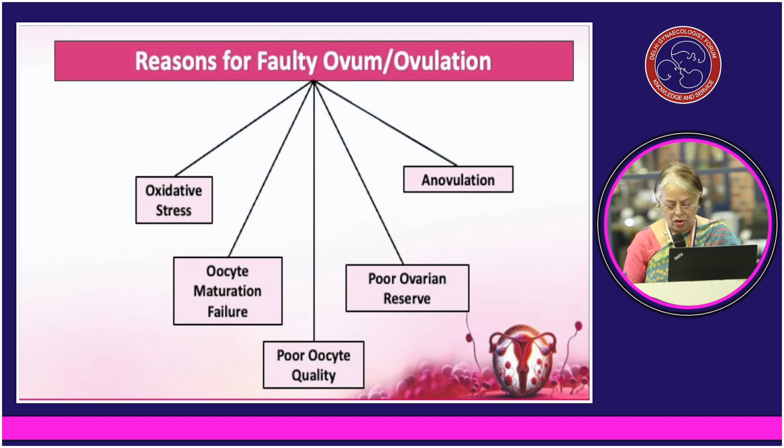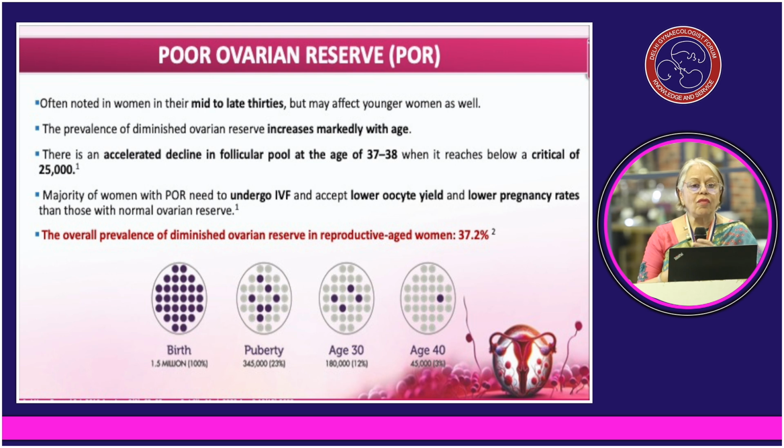What are the reasons of a faulty ovum? Is it anovulation, poor ovarian reserve, poor oocyte quality, oocyte maturation failure, or oxidative stress? We know very well that as we age, our ovarian reserve declines. And the acceleration occurs in the early 30s, sometimes even early 20s. It could be even premature ovarian failure. Surprisingly, the overall incidence is about 37.2%. And the majority of these women with poor ovarian reserve need to undergo IVF.